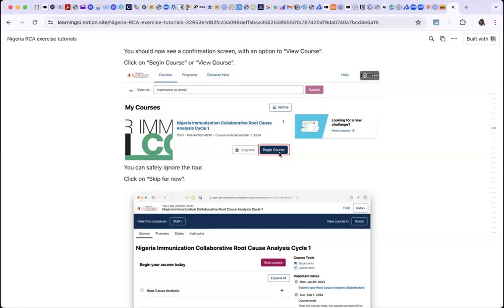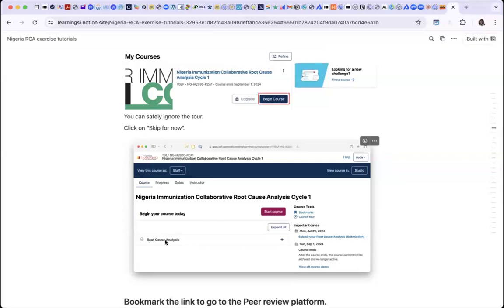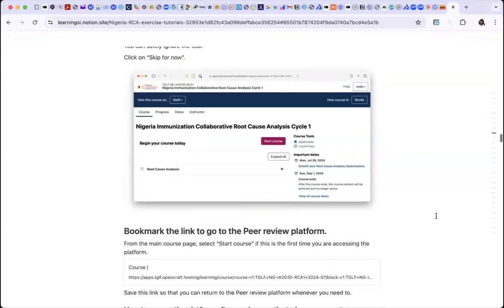Then you click on begin course. Once you click on begin course, you'll see that the exercise you have to carry out is written there: root cause analysis. That's what you have to do.